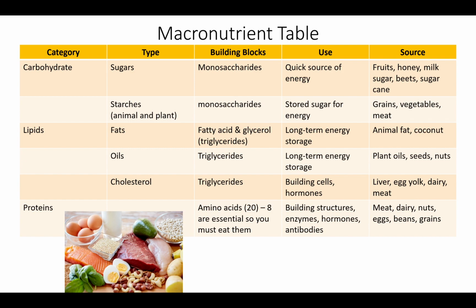So those are your macronutrients. Just a quick look at those. As you're progressing through the activities with this unit, you'll become more familiar with sources of them and how they're put together and those sorts of things.